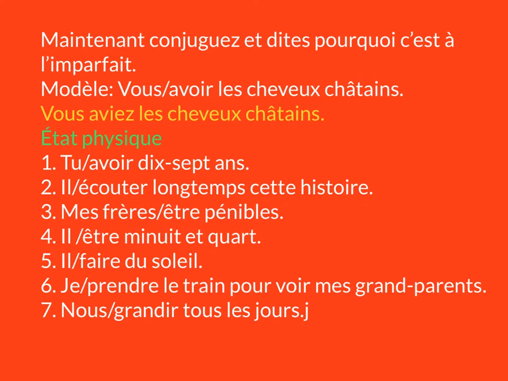And we have an example for you, vous and avoir les cheveux châtains. So to conjugate that in the imparfait, we would have vous aviez les cheveux châtains. And one of the reasons is c'est un état physique. It's a physical state or a physical description. Okay? So do 1 through 7. Answer both of those questions for each one, and that you will turn in. When you're finished with that, then I want you to continue. I have a few more things to tell you that might help you with some key expressions.